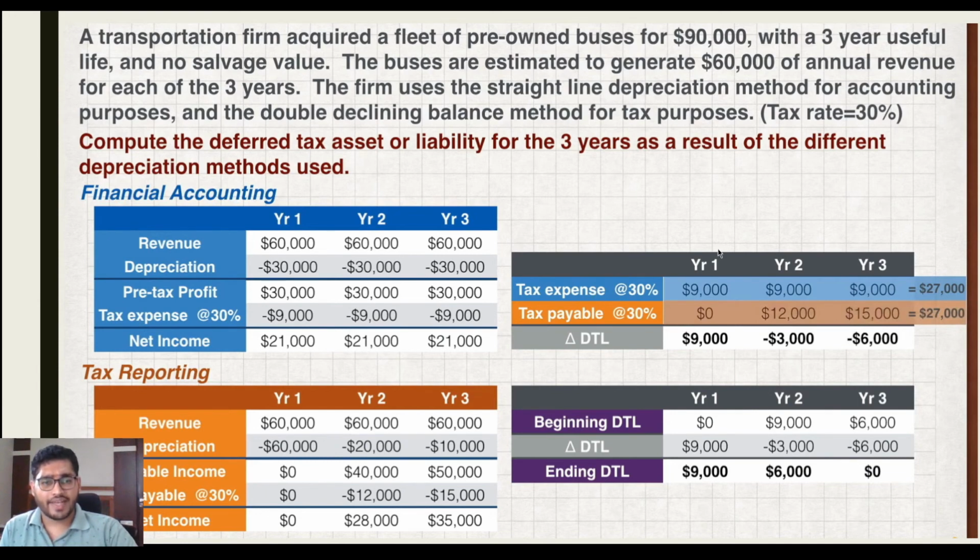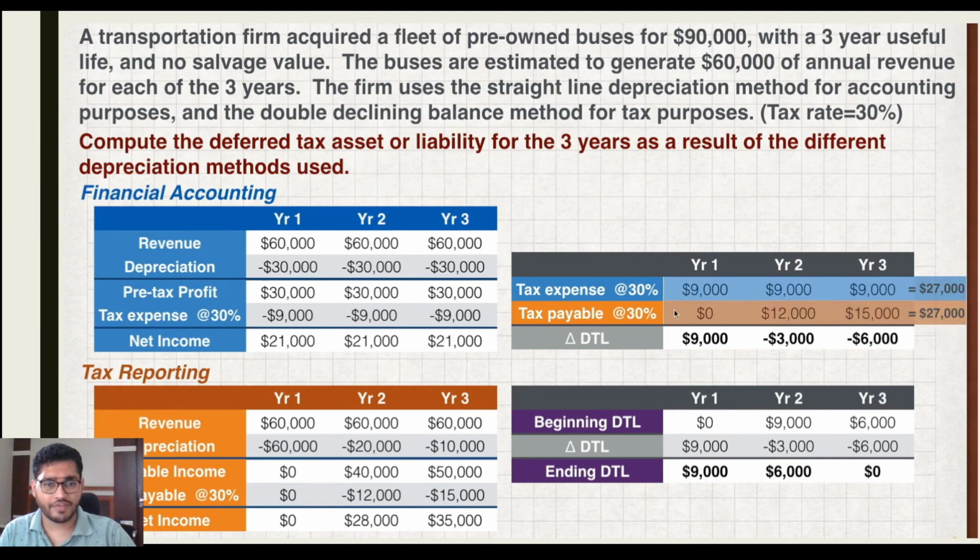Now we calculate the tax expense and tax payable to determine the changes in deferred tax liabilities. What causes this temporary difference is the difference between tax expense and tax payable, which is settled by deferred tax liabilities. For year one, as we can see, the tax expense is $9,000 and there is no tax payable. So we get a change in deferred tax liability of $9,000. Since there is no more information regarding the beginning deferred tax liabilities, we assume it to be zero.